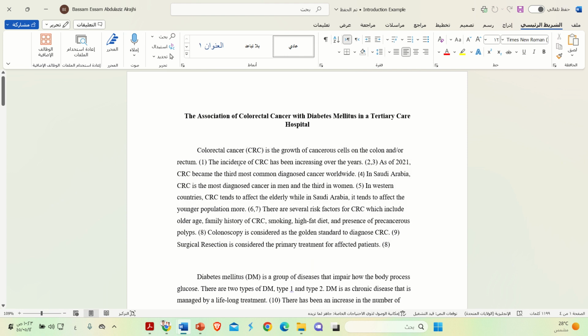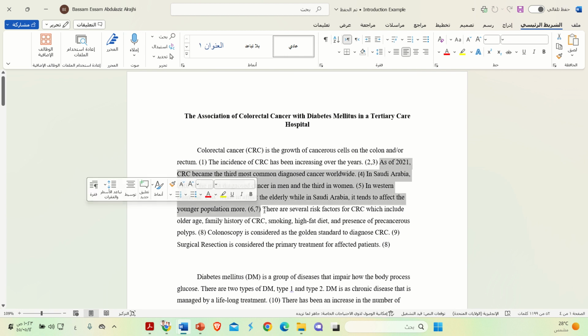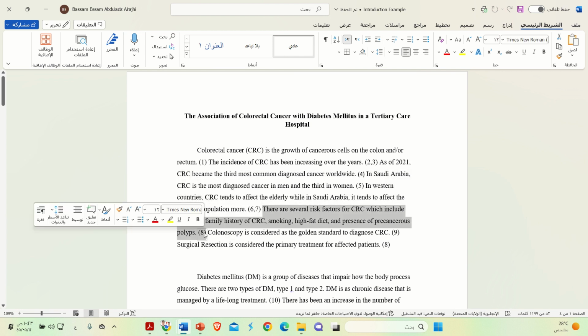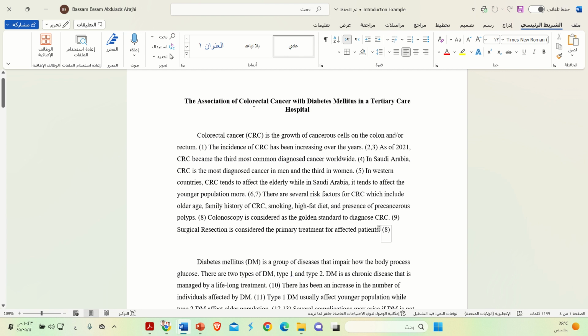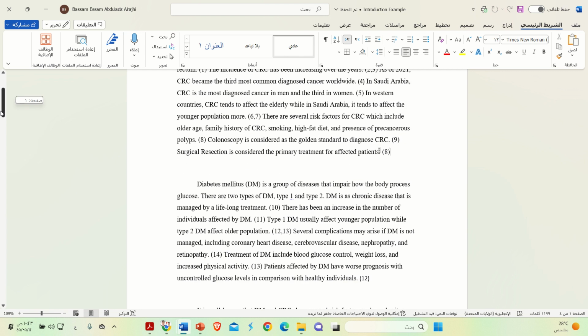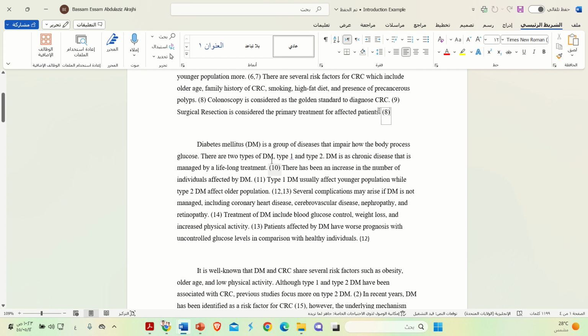Here's the definition first, then the incidence, then the epidemiology. Then you talk about the risk factors here, then the diagnostic modality, then the treatment. Simple and straightforward. Then in the second paragraph, here we have two concepts that we want to discuss, colorectal cancer and diabetes. So in the second paragraph, I do the same thing for diabetes.